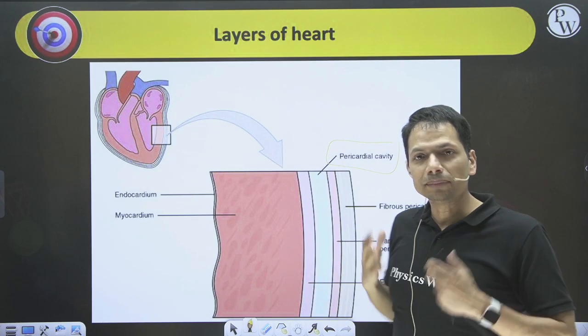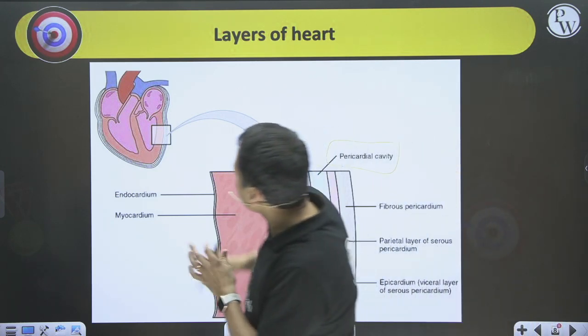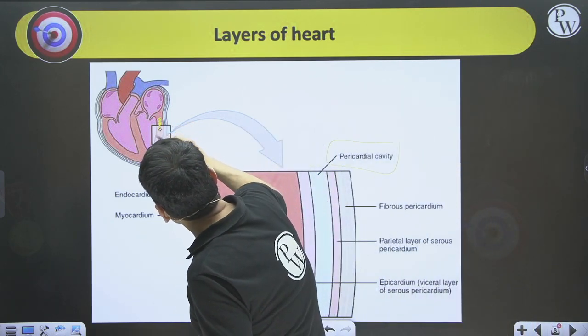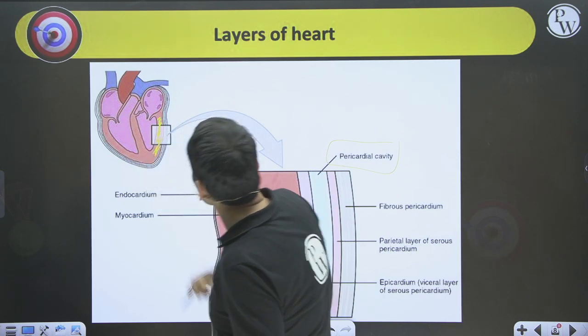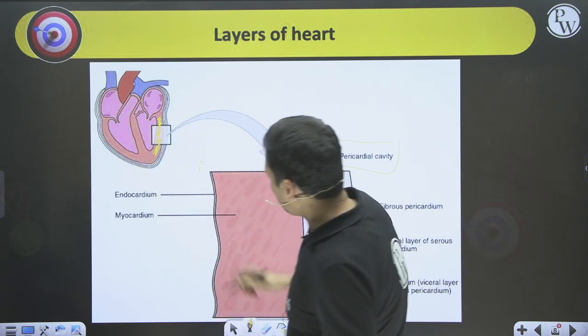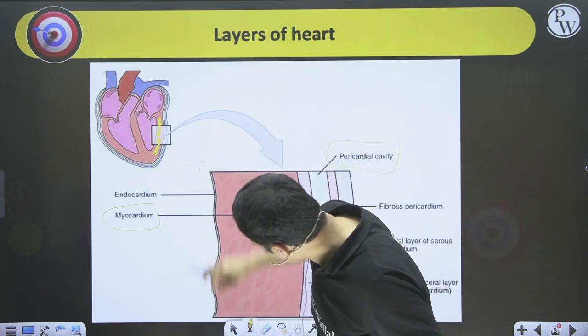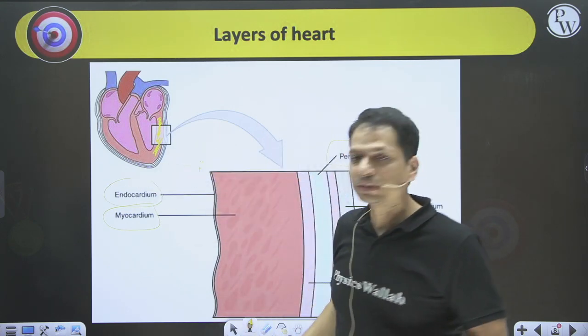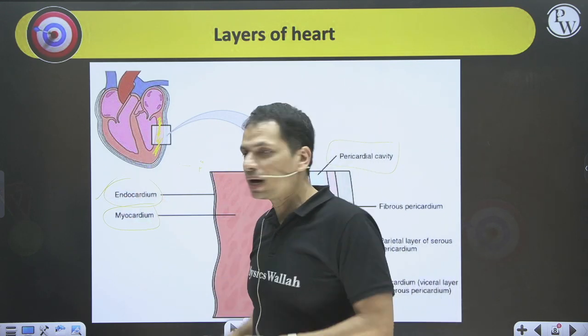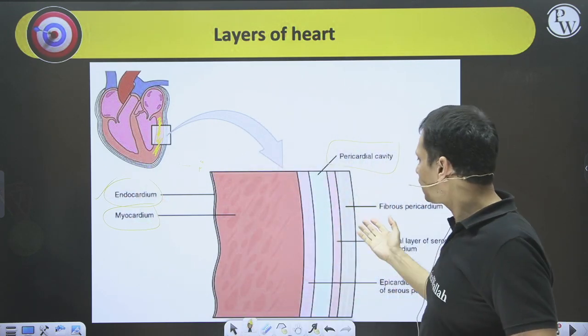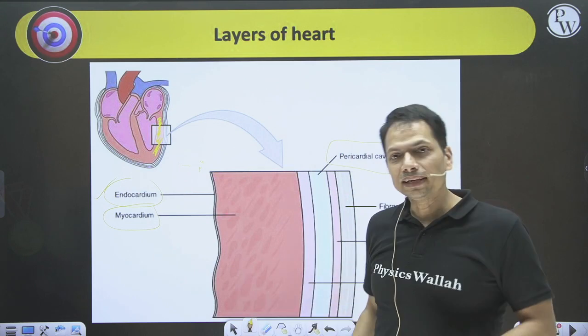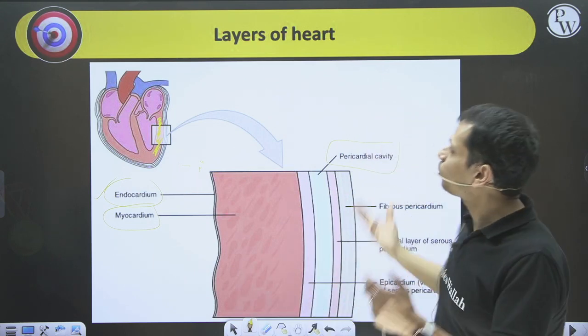Now, the major bulk of the heart, as you can see here, is called the myocardium. Then there is a very thin shiny layer on the inside of the heart, which is called the endocardium. So we have the outside pericardium, then the myocardium, and inside the endocardium. This is what the heart is made up of.